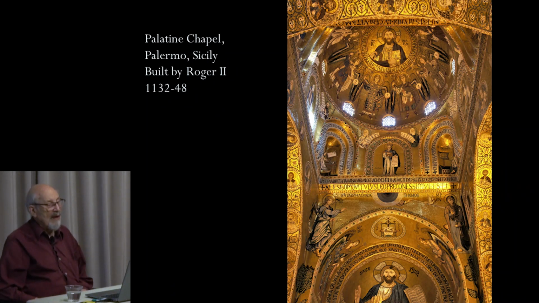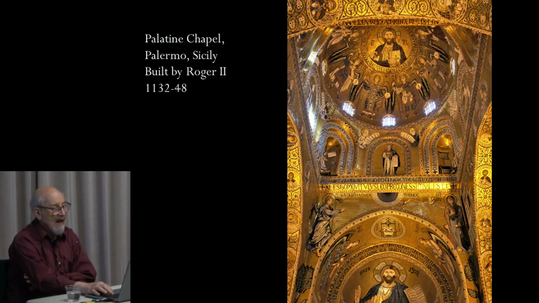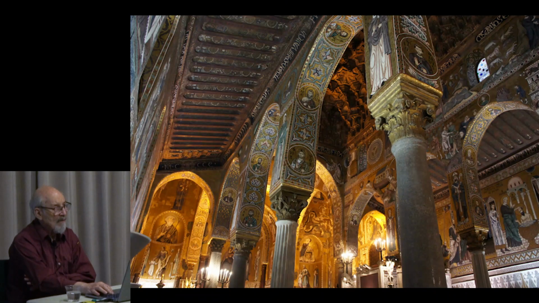And he employed artists from Constantinople, which was to become Istanbul, who decorated this chapel with the most amazing mosaics. Christ in Majesty is a central theme of Byzantine architecture and decoration.